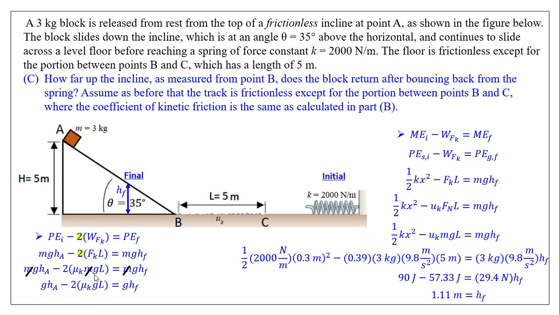All right, on that, here you have everything. G, HA, mu K, which is 0.39, G is 9.8, L is 5, and G is 9.8. If you simplify all this on the left side, you get 10.78, and then G being 9.8. To solve for HF, divide both sides by 9.8. I'm running out of space here, so just take my word for it. If you take 10.78 divided by 9.8, you'll get 1.1, which is the same answer as I have over here. So your answer for part C is 1.1 meters.